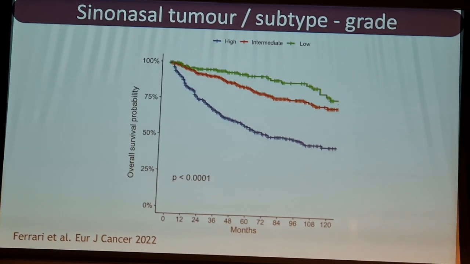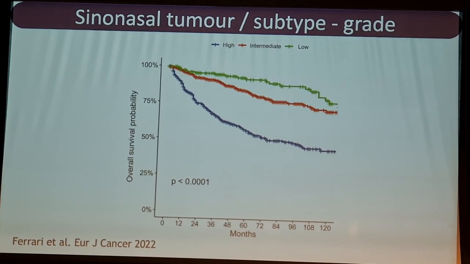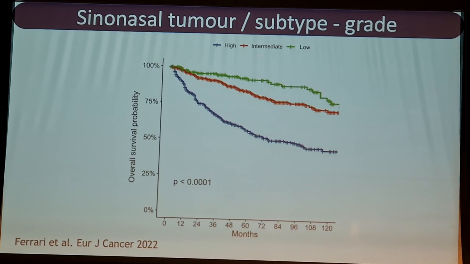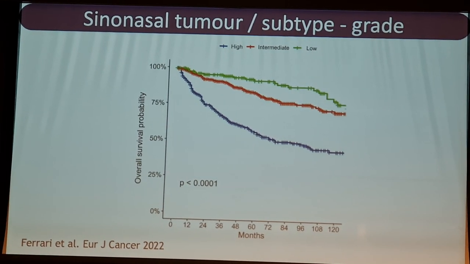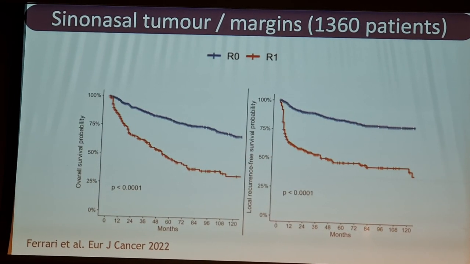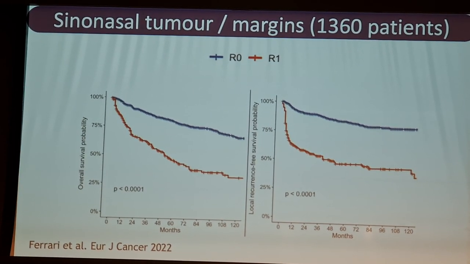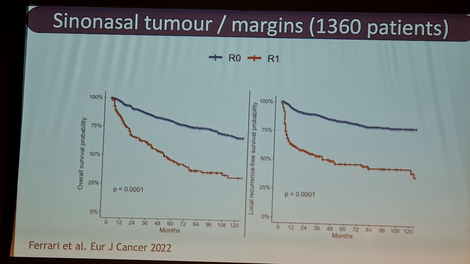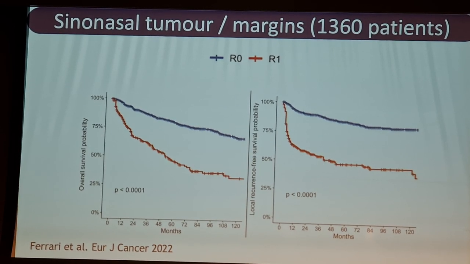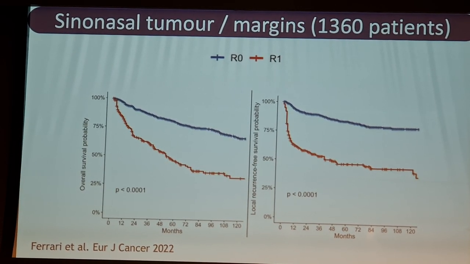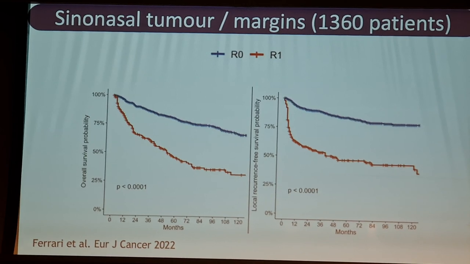And histology is very important, whether there is a high or low grade subtype of histology. And the same for the open approach, whether there is a free margin or an affected margin. So the margin is very important even for the endoscopic approach.